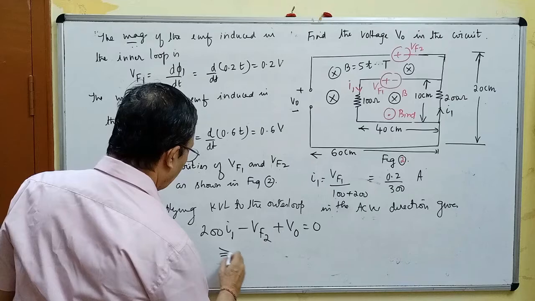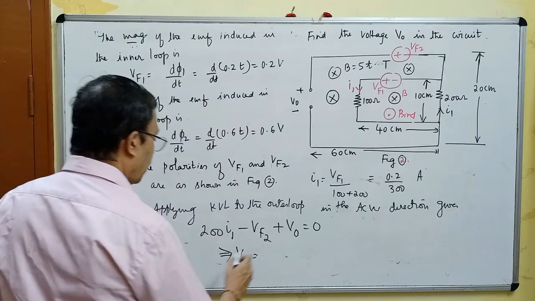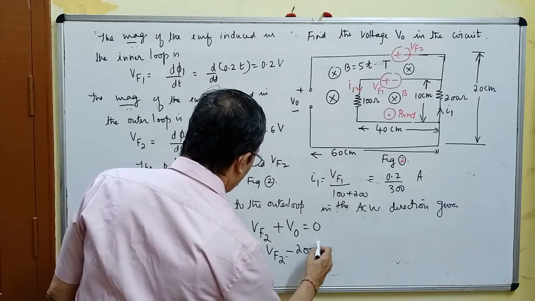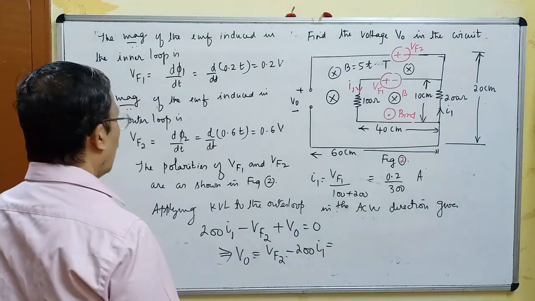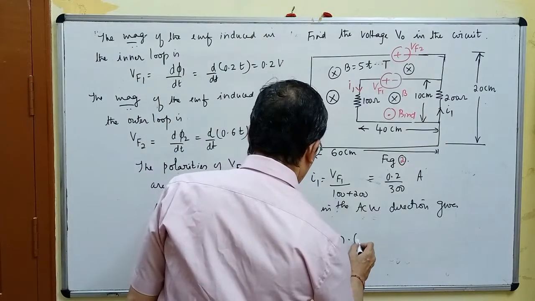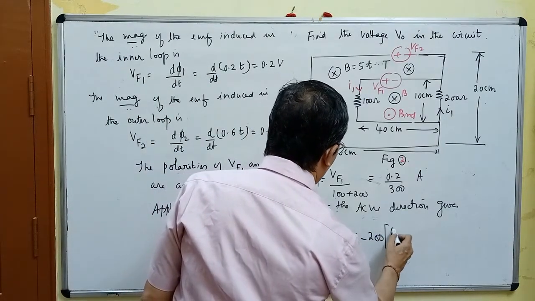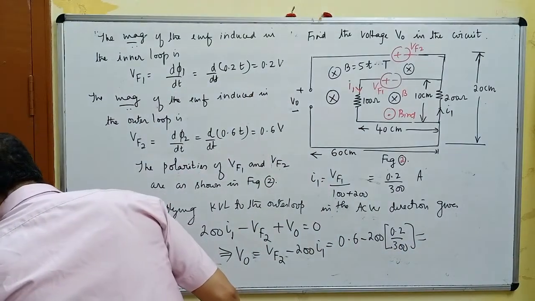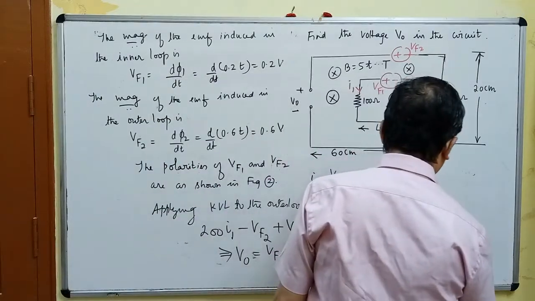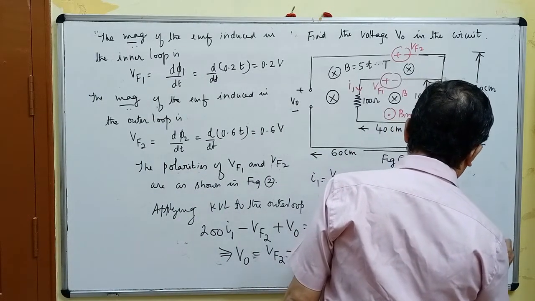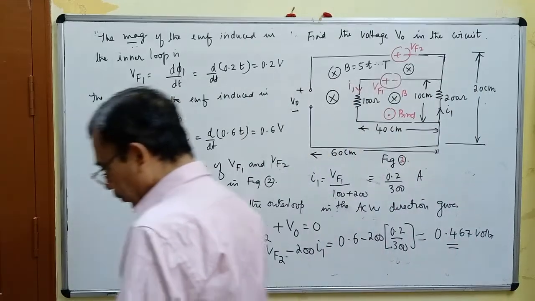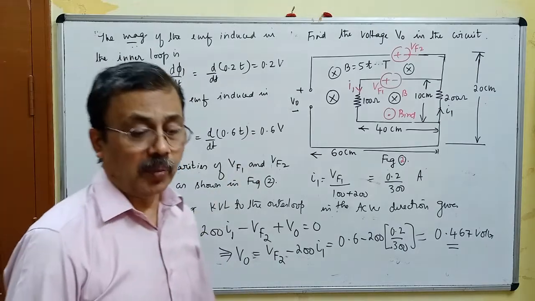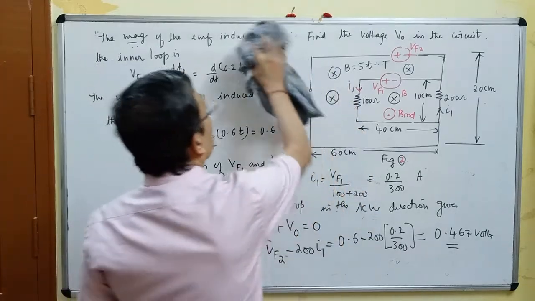This implies V0 is equal to VF2 minus 200 I1. VF2 is what? VF2 is 0.6 minus 200 into 0.2 by 300. So this gives you the answer, 0.467 volts. This is how this problem is tackled. Very commonly asked problem in the examination. We shall go to the next problem.